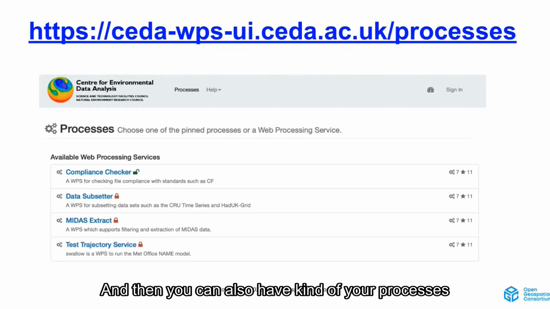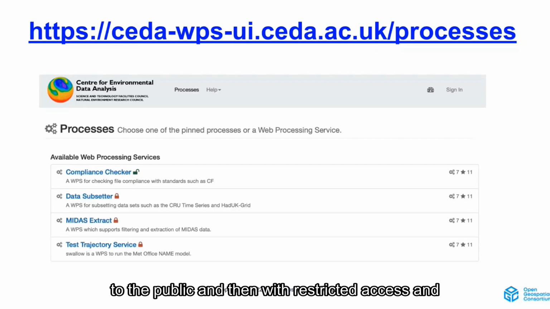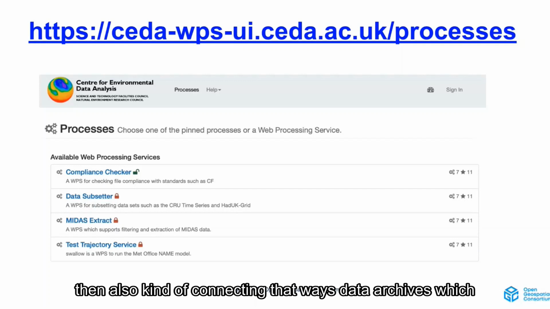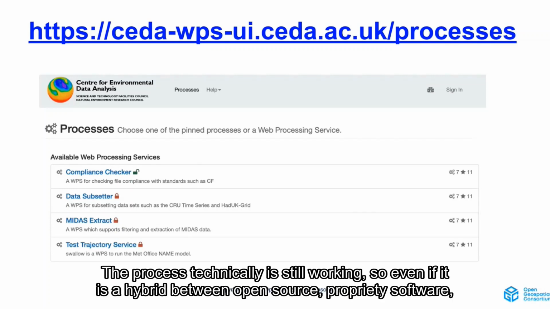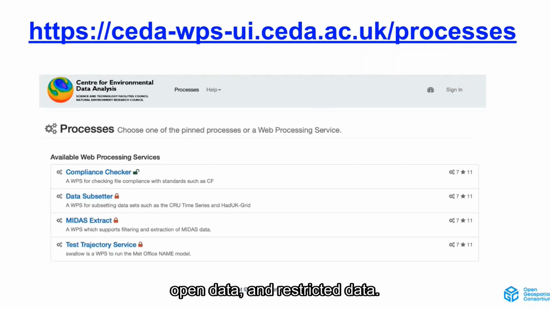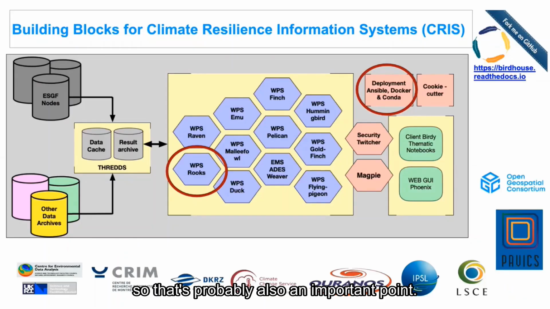And then you can also have your top secret processes which are not even exposed to the public, and then with restricted access. And then also connecting that with data archives which are also containing restricted data. But the process technically is still working, even if it is a hybrid between open source, proprietary software, open data, and restricted data. Yeah, so that's probably also an important point.